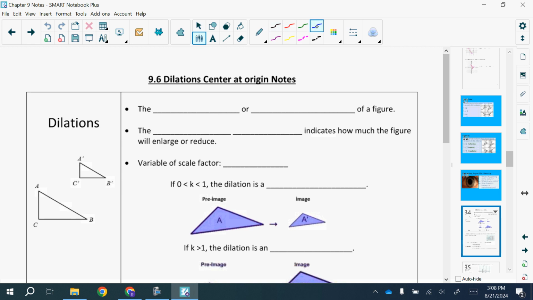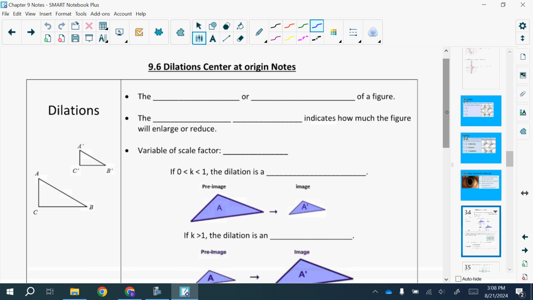So, firstly, dilation is the enlargement or reduction of a figure. Dilations are actually the first transformation we go over that's not a congruent transformation, because your shape actually does change in size.